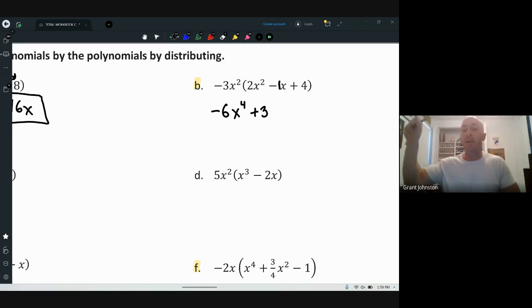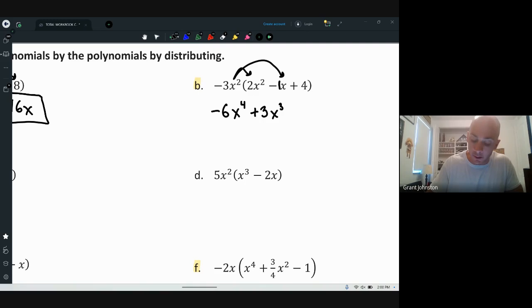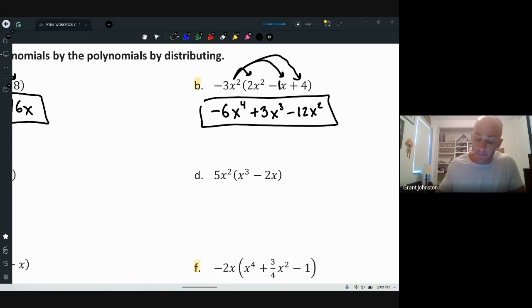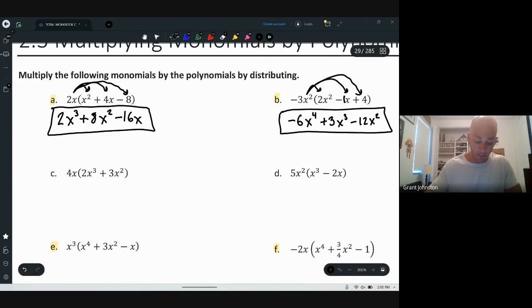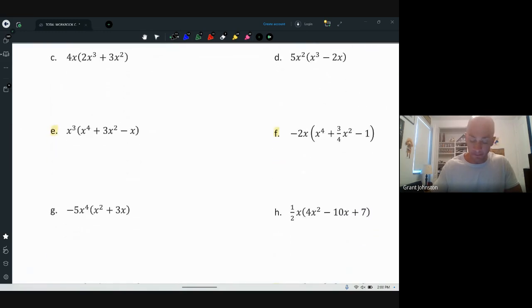X to the second times an x to the first. Remember, we're distributing here. I should have drawn my arrows. X to the second times x to the first is x to the third. And lastly, negative 3x squared times 4. Well, negative 3 times 4 is negative 12. And then the x squared just gets tacked on that one. Okay, I'm going to skip C and D for you to do.